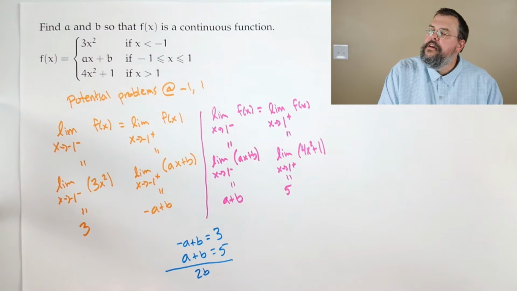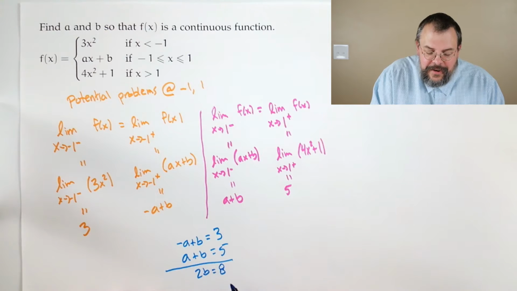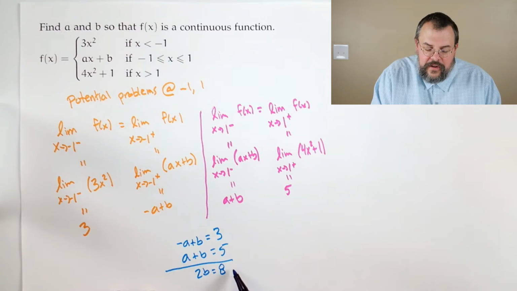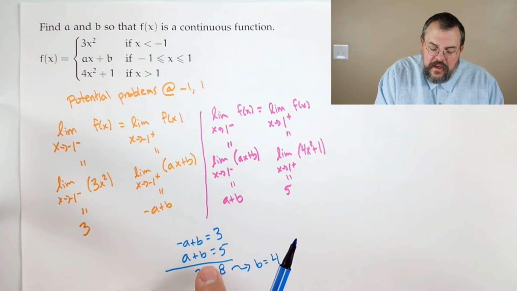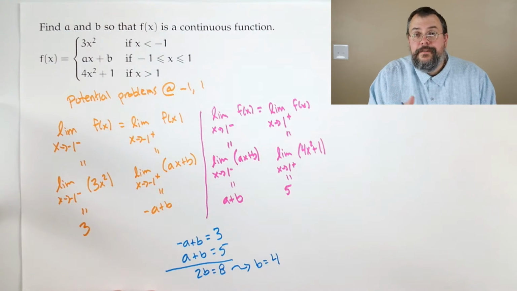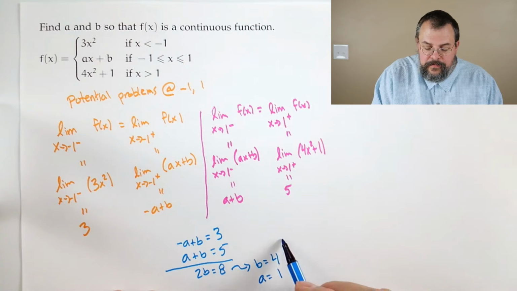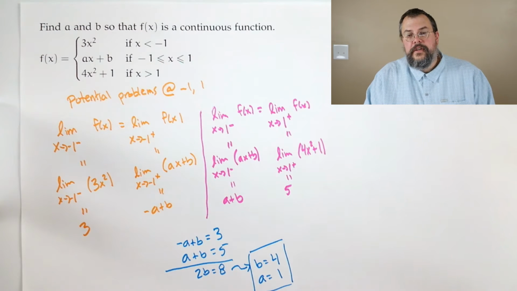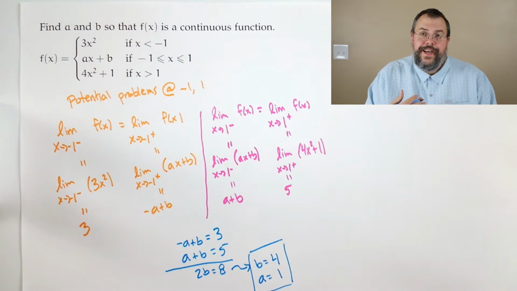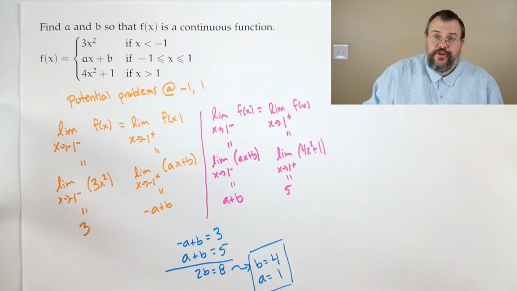Or is it not 2b? No, it's 2b. 3 plus 5 is 8. Okay, so that tells us that 2 times b equals 8, so b equals 4. Now that you know what b is, just plug it in. If b equals 4, 4 plus something gave us 5. Well, that tells us that a has to be 1. And there's our answer. So we need to choose b equals 4 and a equals 1. Now that's the way to do the problem algebra-wise.